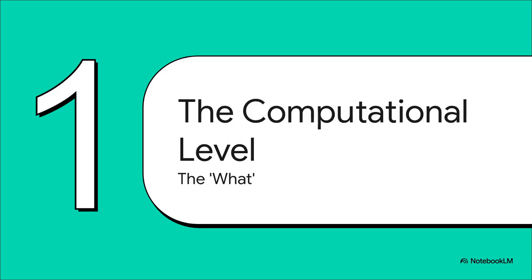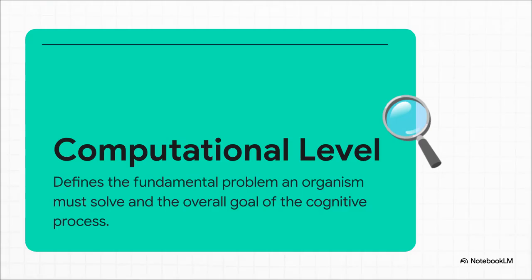Okay, let's dive right in. The first level is what Marr called the computational level. Now, what this means is, before we even think about a single neuron firing or a line of code, we have to take a huge step back and ask a really basic but super important question. What's the problem the brain is actually trying to solve here? See, this level isn't about the nuts and bolts. Not yet, anyway. It's all about the objective.